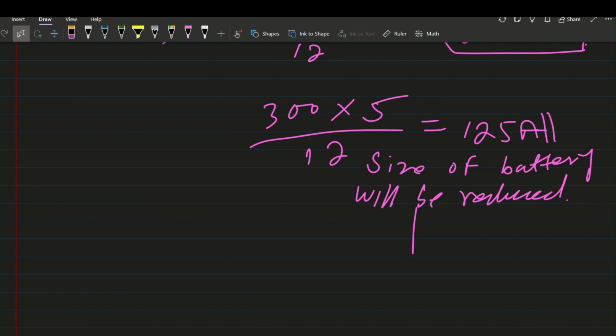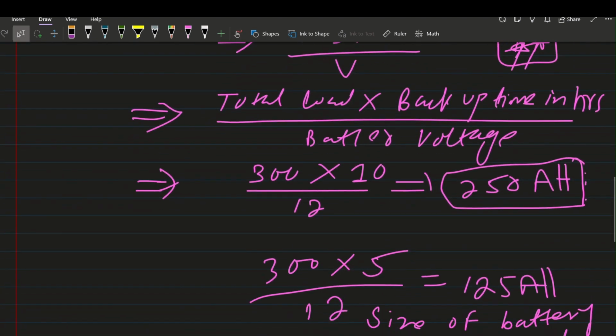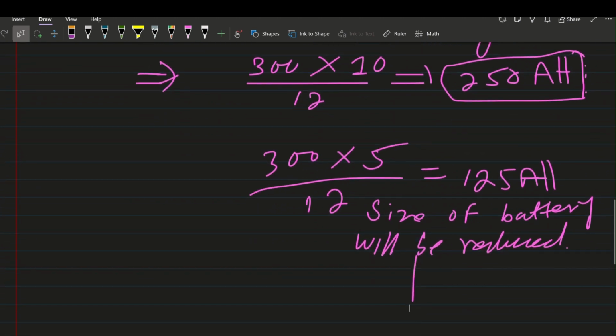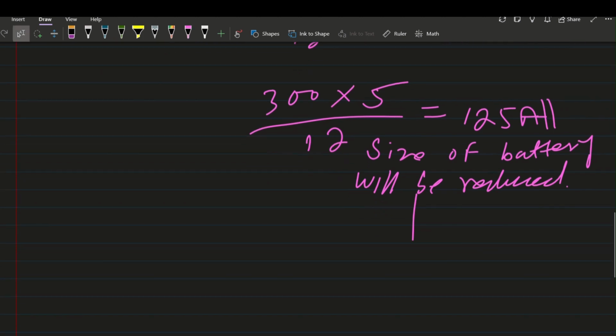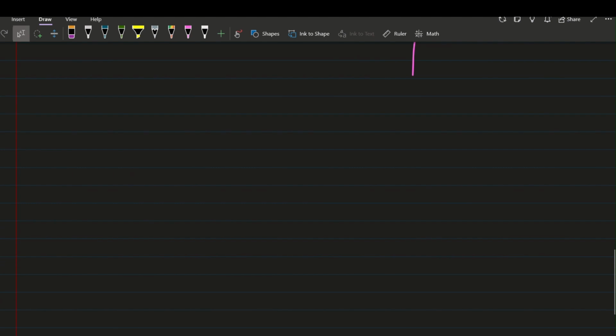For example, here if we take our backup time as more, 10 hours, then our battery size will be more. If we take it less, then our battery size would be less. So these are all analyses. Being an engineer, you should be good at analysis. So your analysis skills should be good.